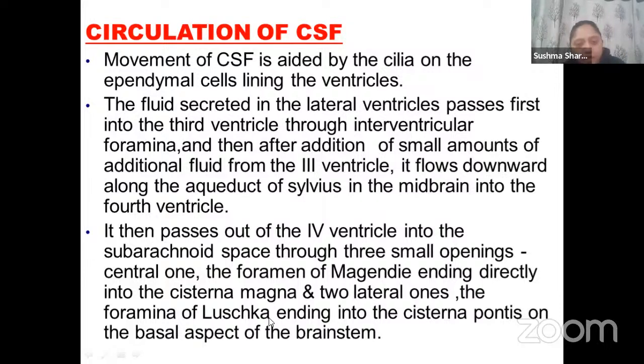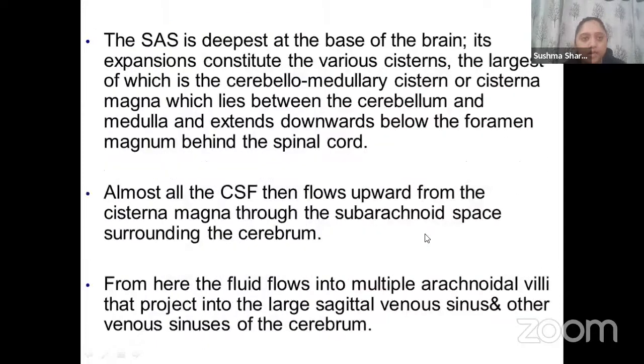After it flows into the fourth ventricle, it goes out into the subarachnoid space through three small openings. The central bigger one is the foramen of Magendie, which ends directly into the cisterna magna, and the two lateral ones are the foramina of Luschka, ending into the cisterna pontis on the basal aspect of the brain stem. I really hope you're getting an orientation.